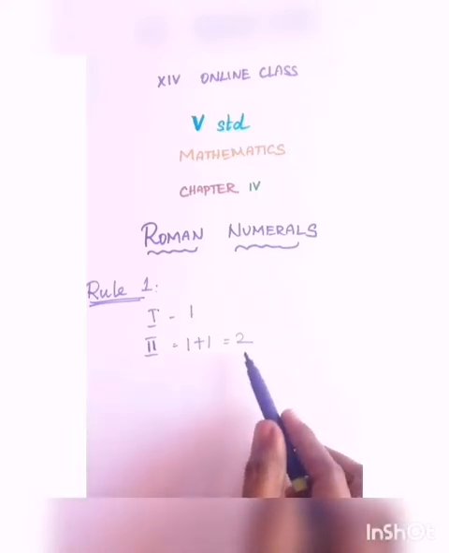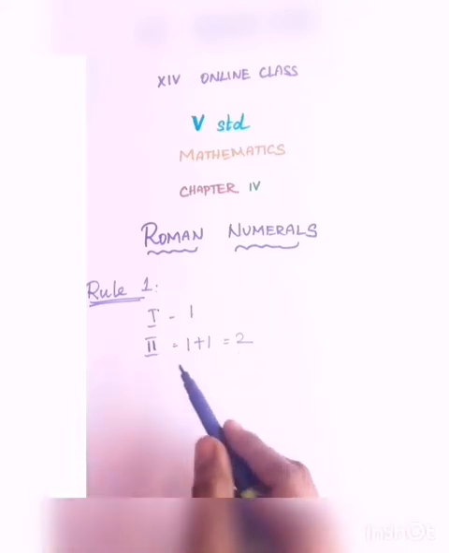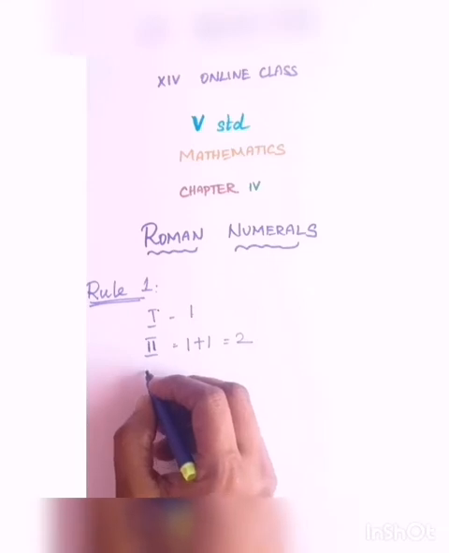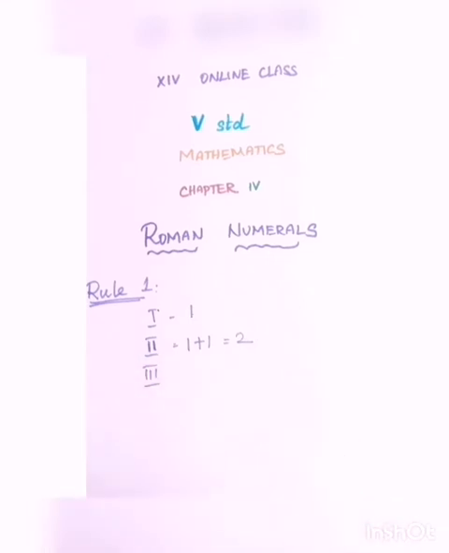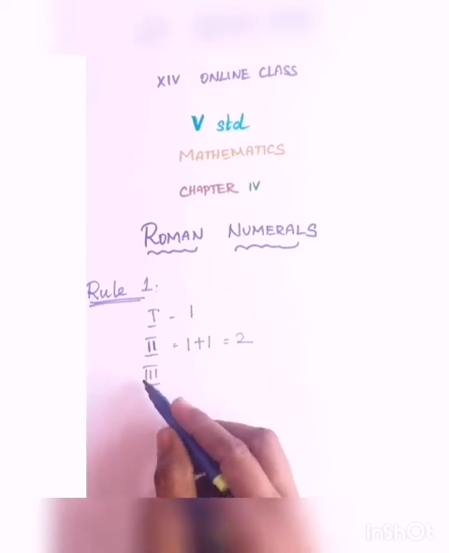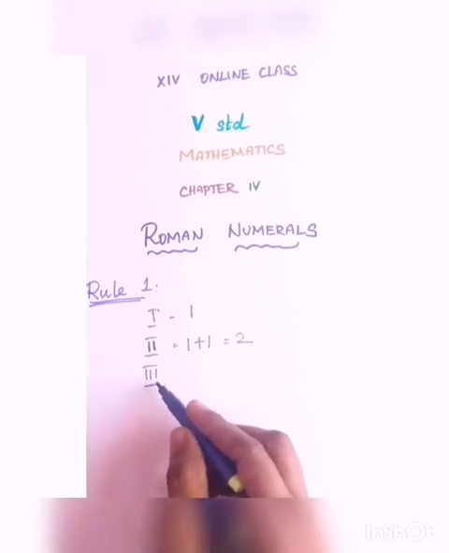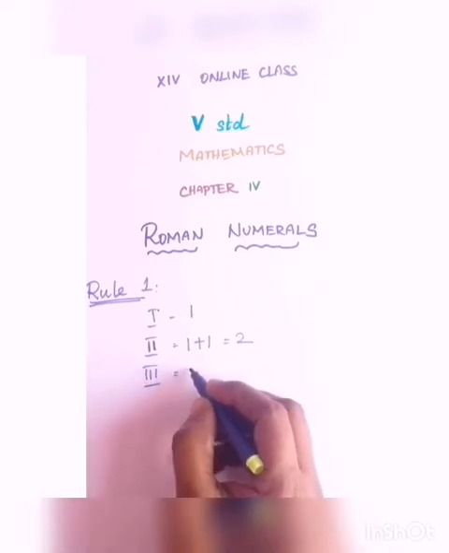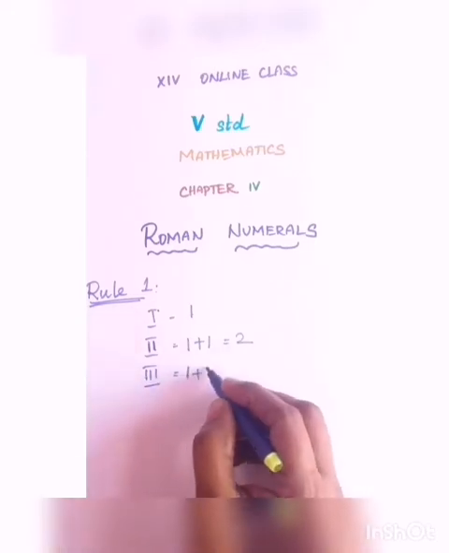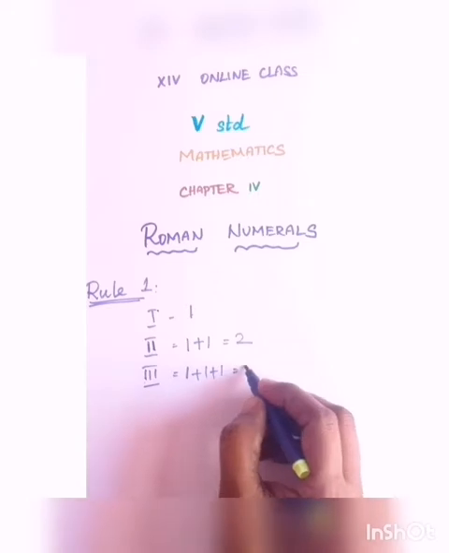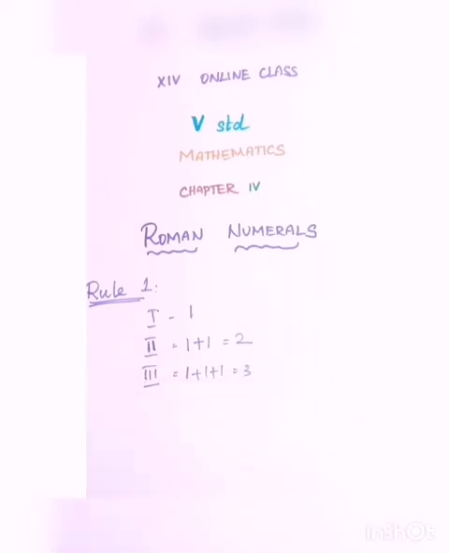So for 2, the Roman number is here. Next one, what do you want to write? 3. Are you clear in this matter? Here you have three I's: 1, 2, 3. So what do you want to do? You have to add. I means 1, so 1 plus 1 plus 1 equals 3. So when a letter is used more than once, we add each time to get the number.